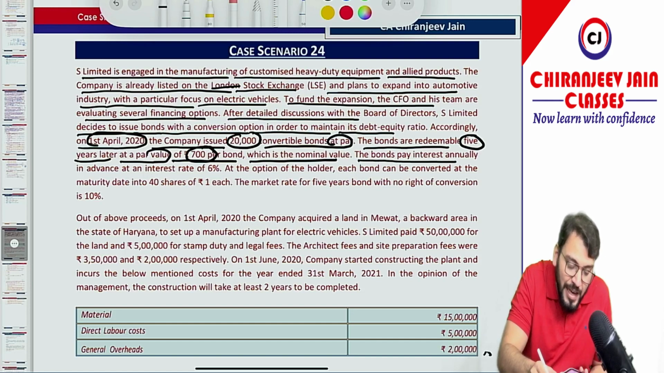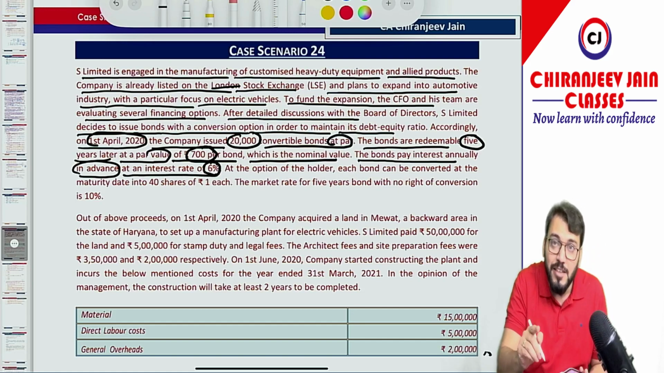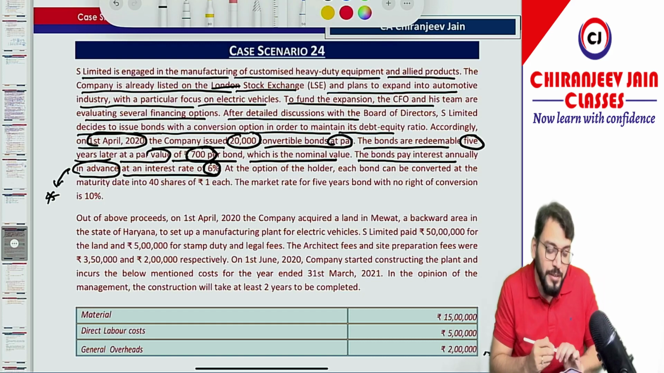The bond pay interest annually in advance at an interest rate of 6%. 6% is contractual rate of interest, and the interest is paid in advance. Advance means at the beginning of the year. Here only you will do mistake, so be careful about this point.